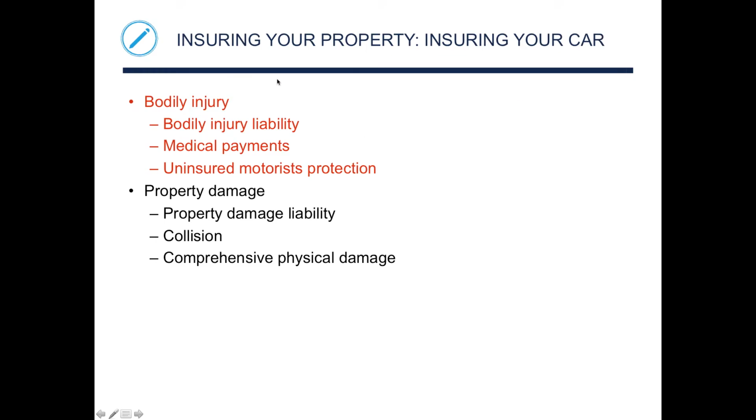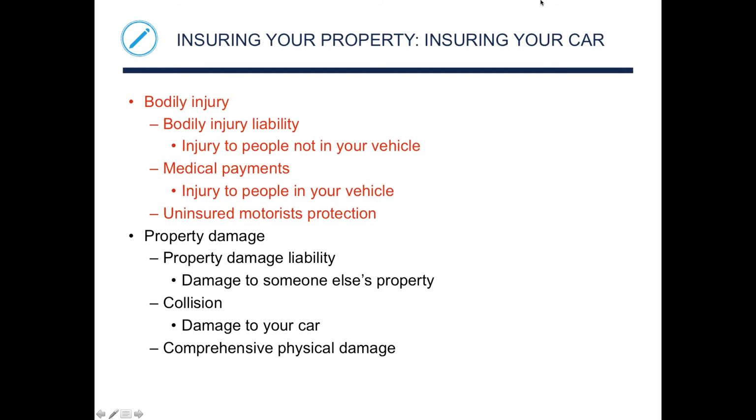Insuring your car. We have bodily injury, which is bodily injury liability. You hit someone. Medical payments. Uninsured motorist protection also. And then we have property damage liability, collision, comprehensive physical damage. So that's mainly the two biggest areas of car insurance, bodily injury, and then property damage, which is damage to the car.